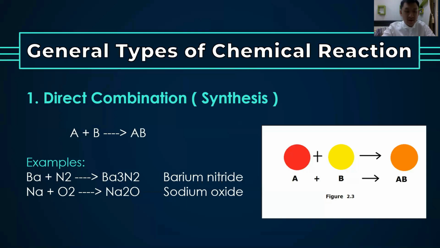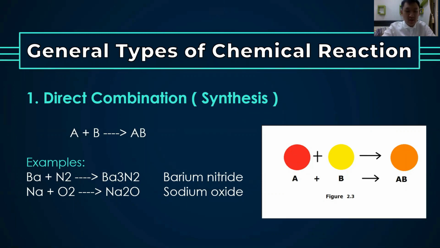First is the direct combination, also known as synthesis. It uses the formula reactant A when reacts with reactant B yields product AB. An example of direct combination or synthesis is Ba plus N2 yields Ba3N2 or barium nitride. And the second example is natrium when reacts with oxygen gas yields Na2O or sodium oxide.